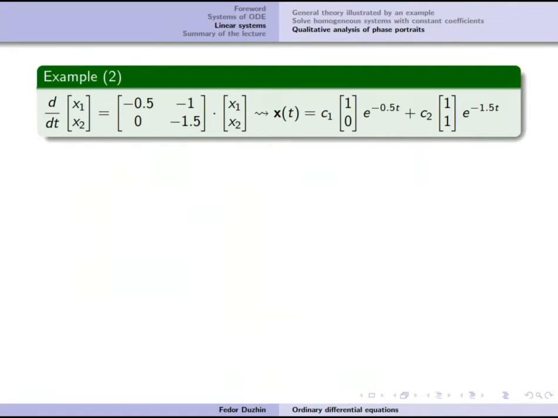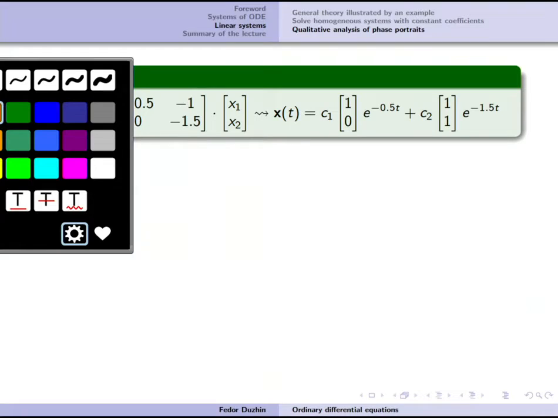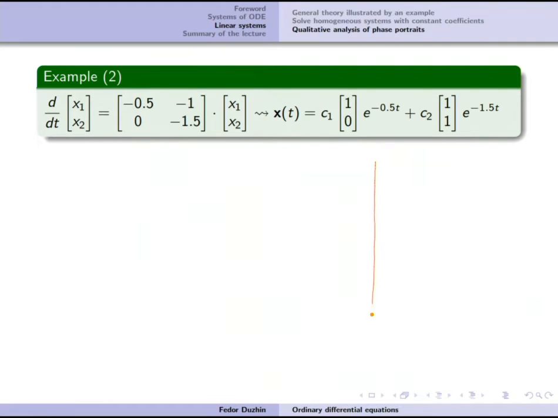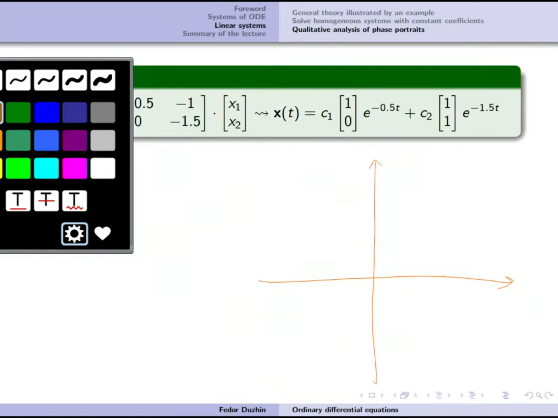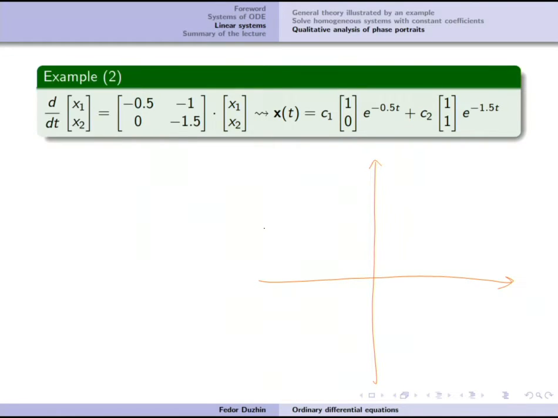Now, the next example. Let me make the plot first. The eigenvectors are 1, 0, which is here, and I'm now going to plot the whole straight line. And the other eigenvector is 1, 1.